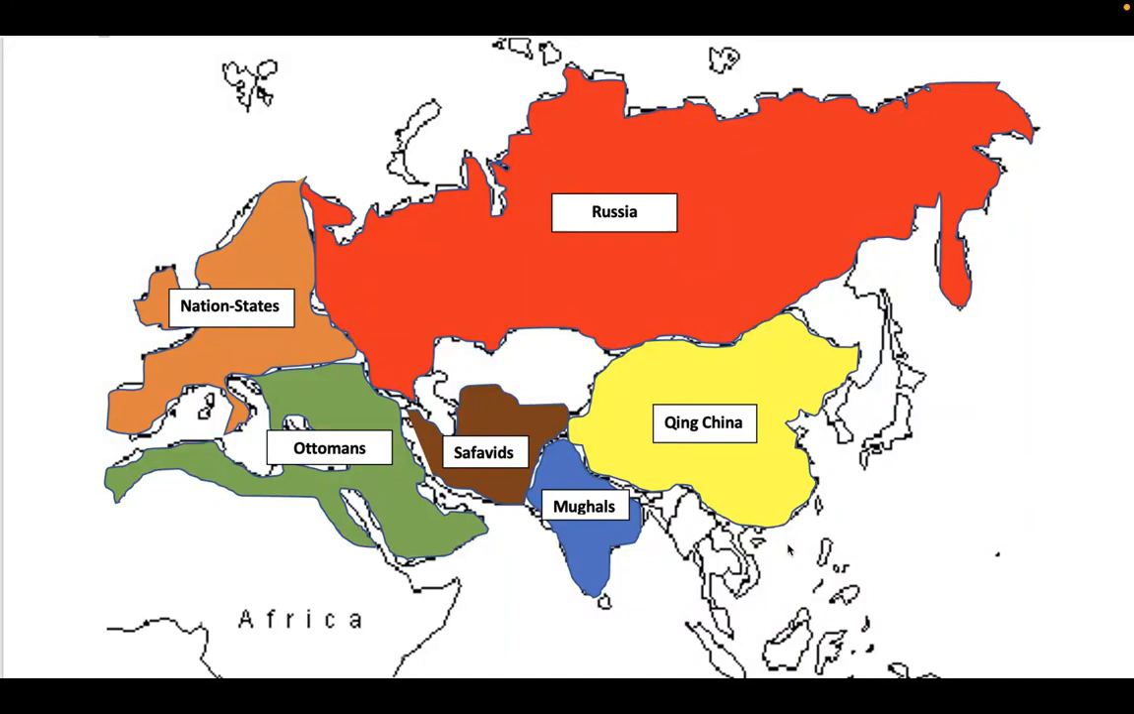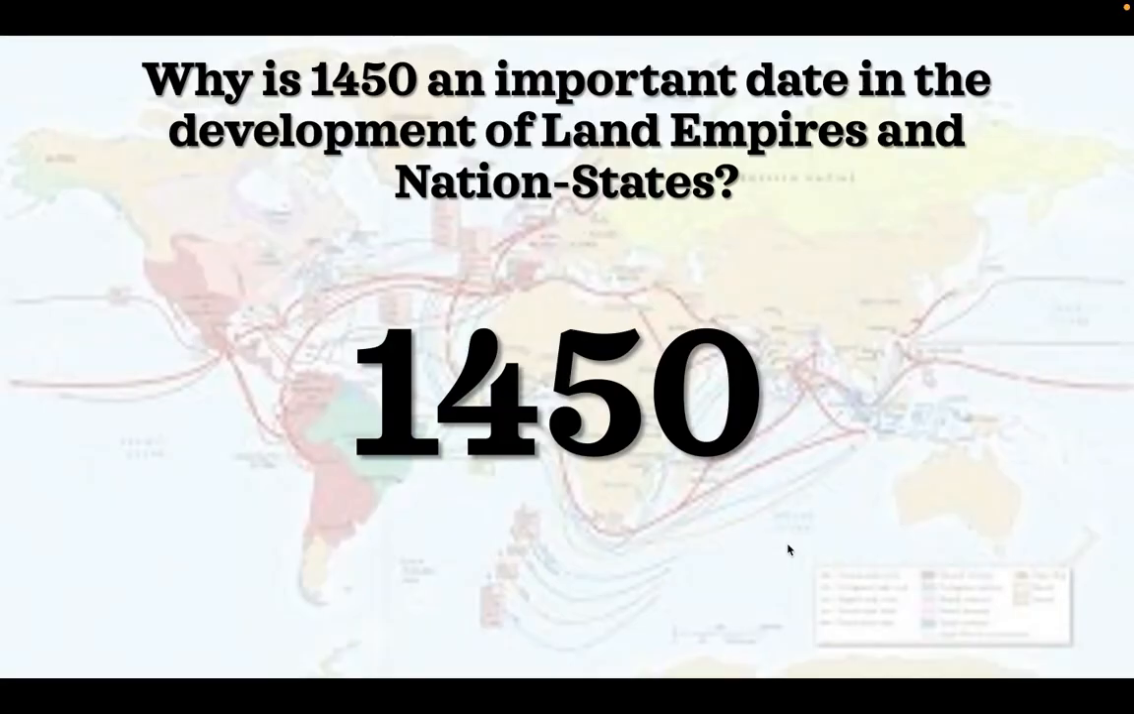We have the Russian Empire, the Ottomans, the Safavids, the Mughals, and Qing China. All of these land empires are very large geographically, ruled by a ruler who is very centralized, but also has a population that is very diverse. So these are the players that we're talking about today in explaining how they developed, but also why they developed.